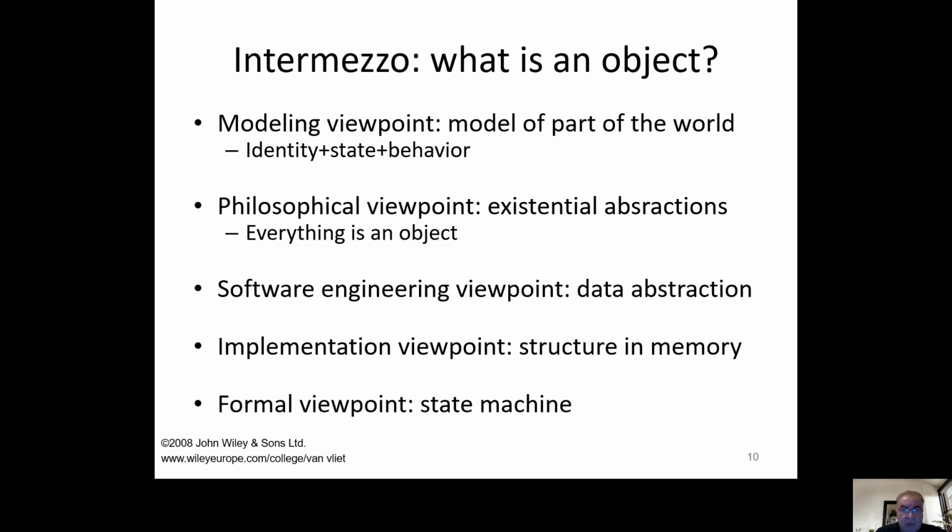For example, things like value, ethics, love, those are not objects. Why? Because there is no physical existence to it. A car is a physical existence, but love or religion or ethics or value, that's a different thing. So from a philosophical point of view, that's how it works. From software engineering, we look at everything from a data point of view. From an implementation, we look at the structure in memory, like the data structure. And from a formal view, we look at some kind of state machine. But all of it is an object.